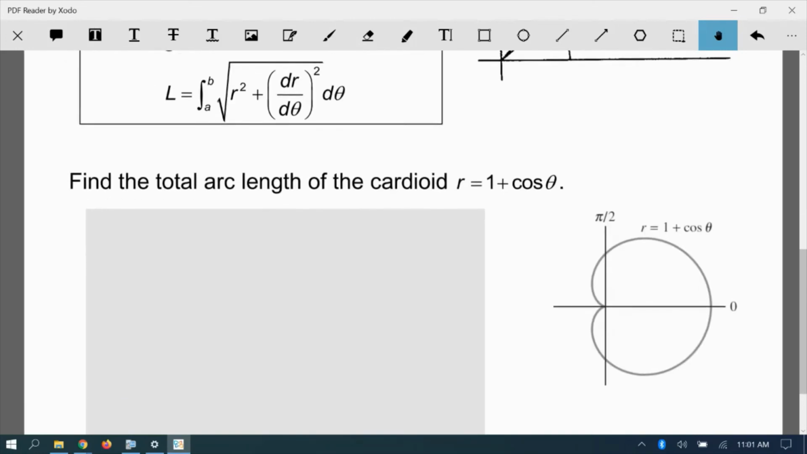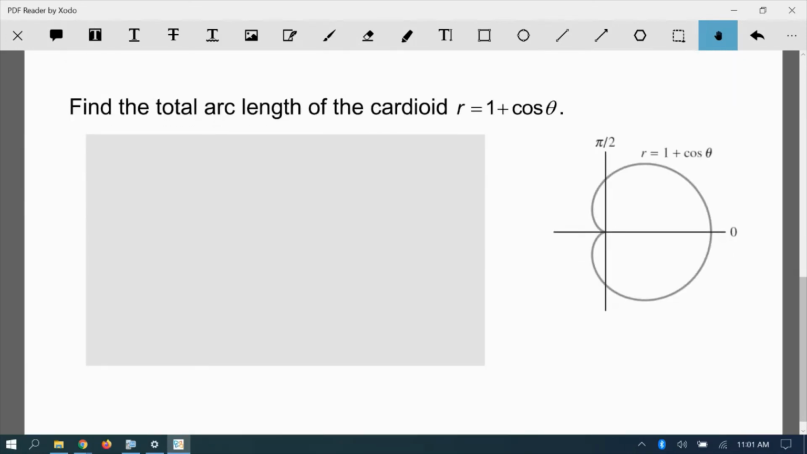All right, so there is an example here I want you to try. It says find the total arc length of the cardioid r equals 1 plus cosine theta. So use your calculator to graph it if you need to, but take a couple of minutes, work through that, pause the video, and then when you're done, I will show you the solution.